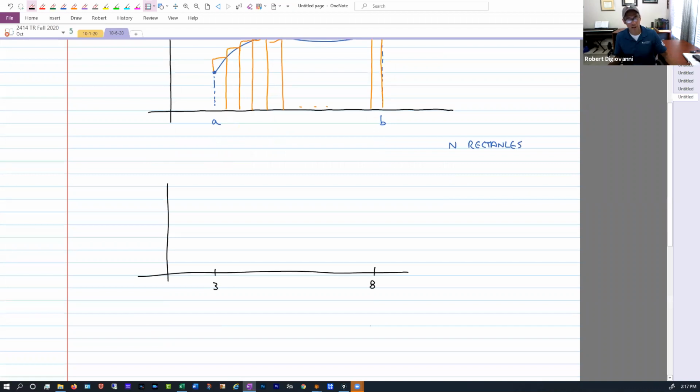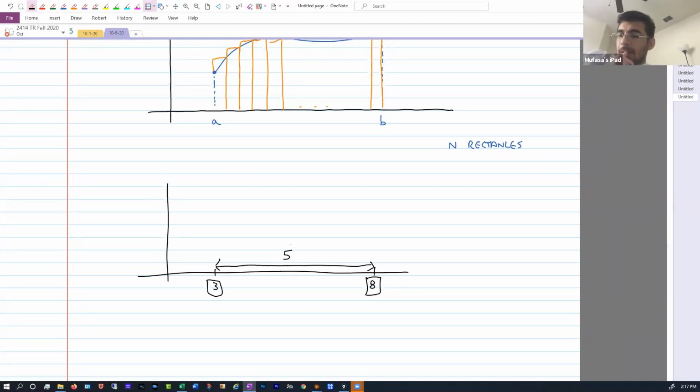So imagine this is cut into n pieces. Is it 3 plus n? 8 divided by n? 8 minus 3 divided by n? It would be this number 8 minus 3, right? That's 5. So the distance from here to here would be 5, and you're going to cut that into n equal pieces, right? So you should have 5 divided by n. Agreed? 5 divided by n would be the width of each of the rectangles.